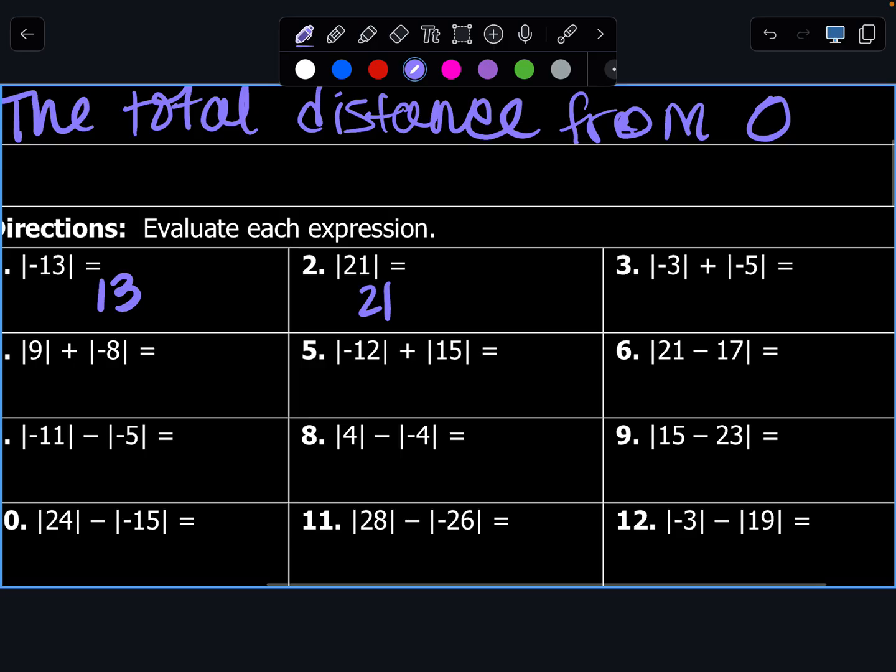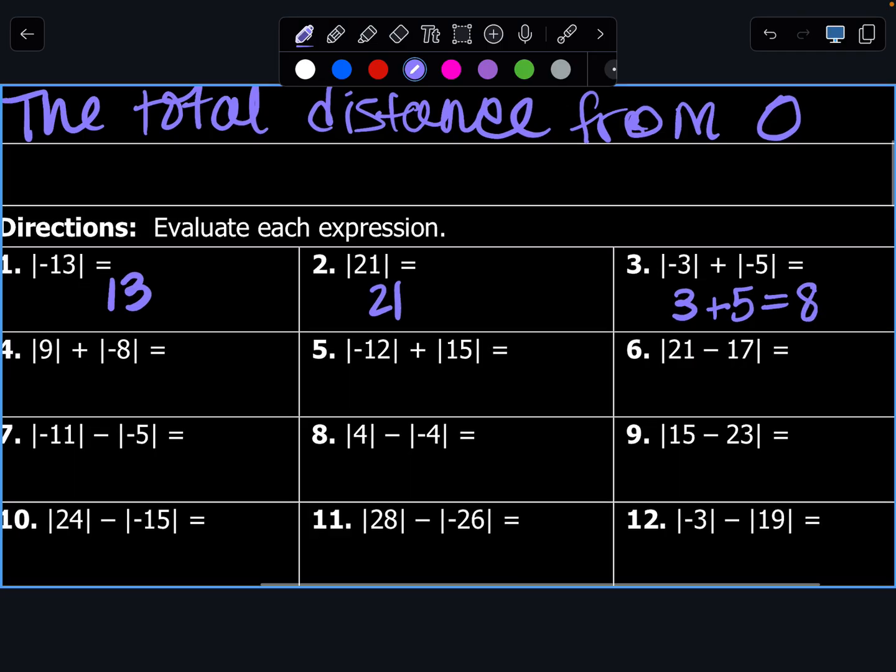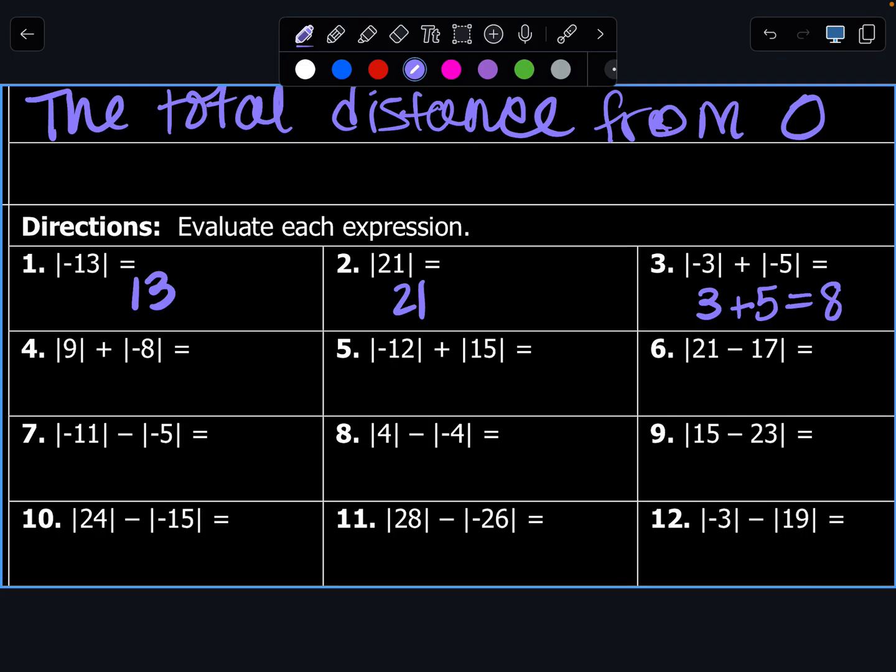Okay, for number 3, negative 3 plus negative 5. It's going to be 8 positive because we do absolute value of negative 3 is 3 plus absolute value of negative 5 is 5, which gives us 8. Negative 8 would be incorrect. Okay, let's do 5. Negative 12 plus 15. Negative 12 becomes 12 plus 15, so we get 27.